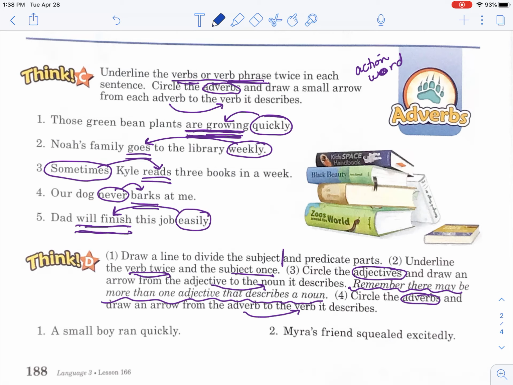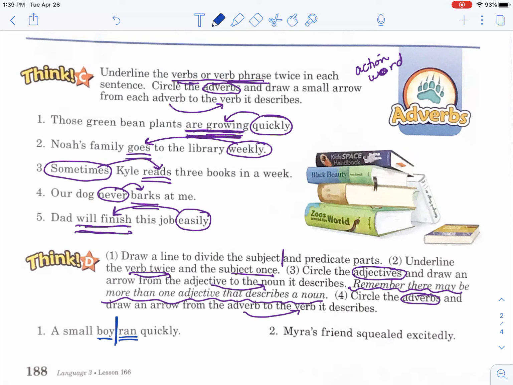Okay, so first one, subject and predicate. A small boy ran quickly. Who's doing what? A small boy. What did he do? Ran quickly. So there's a line between the subject and the predicate. The verb, verb twice, subject once. We've done this many times. What did he do? Ran. That is our verb. And our subject is the boy.